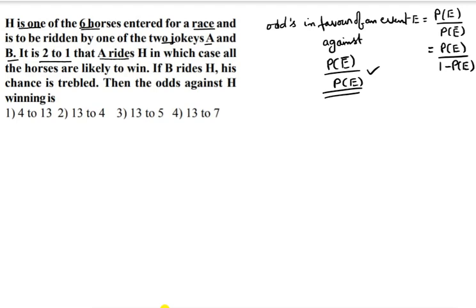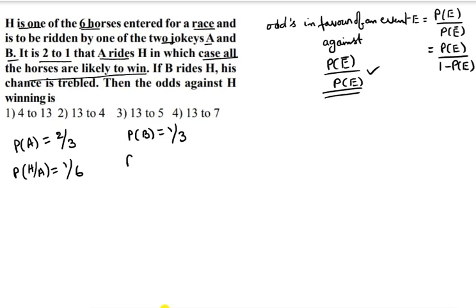Now the probability that the horse is ridden by A is equal to 2 by 3. Probability the horse is ridden by B is equal to 1 by 3. Probability the horse wins the race when it is ridden by A is equal to 1 by 6. Probability the horse H wins the race when it is ridden by B, he is saying chances are trebled. That's why his chance of winning becomes 3 by 6. He is asking odds against H winning.